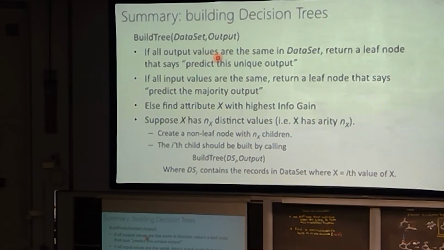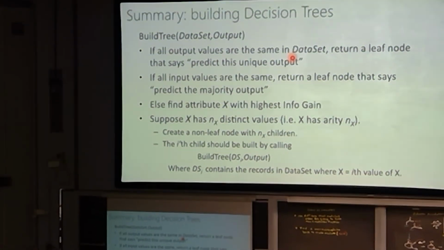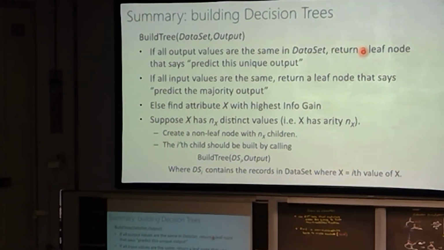So this is base case 1. It says if all the target values are the same in this data set, then I'm not going to split it anymore. I'm going to stop, and I'm going to return a leaf node that just says predict that unique class that falls into that bucket. On the other hand, if all the input values are the same, then I'm going to return a leaf node that says predict the majority output. If all the X's look the same, then I cannot split anymore. There's nothing else to be done, so the best I can do is just predict the majority.